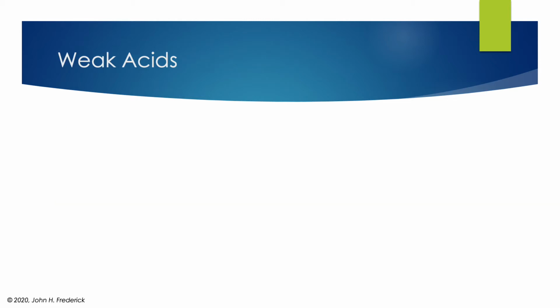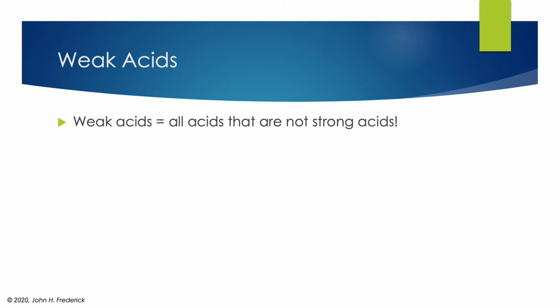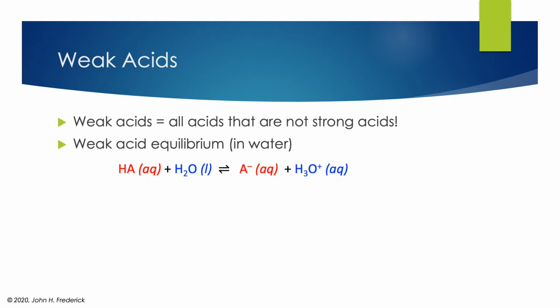Let's talk about weak acids now. And this is a simple definition, but weak acid is basically all the acids that aren't strong acids. So if it wasn't listed there, or you know some other way that it's a strong acid, it is probably a weak acid. Now there's a special equilibrium that we want to pay attention to, and that's the weak acid equilibrium in water. And this is what it looks like.